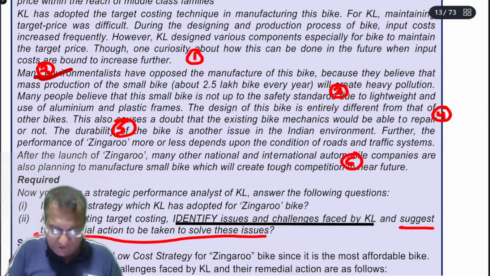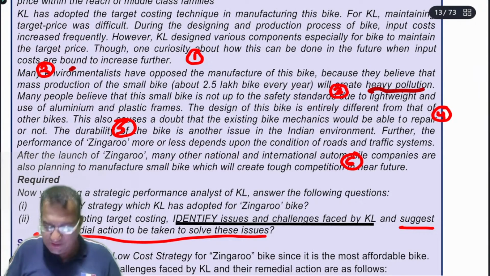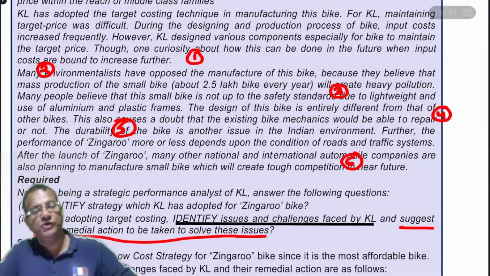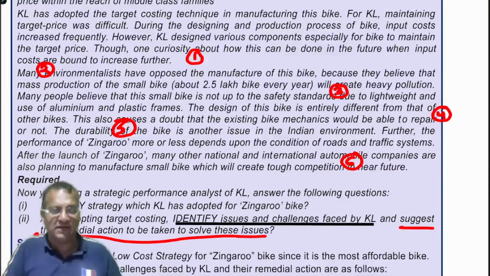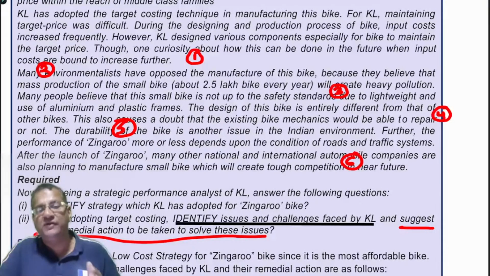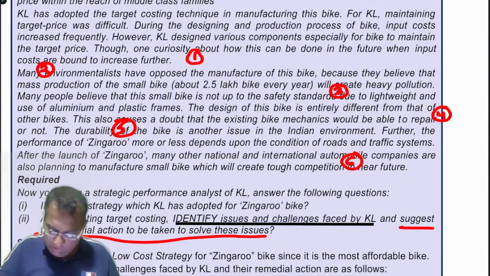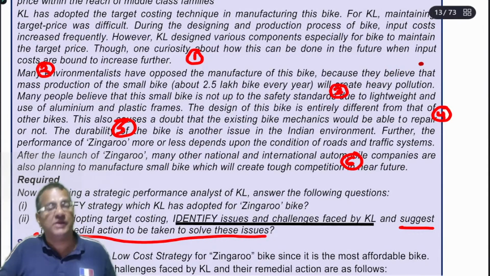Second, the environmentalist's issue is that the bike will create heavy pollution. Here we can say there are many norms, like BS4 and BS6 norms. If you apply for those norms, you will get a certificate, so you can prove that the bike is not creating heavy pollution. It is up to the government standard pollution mark. So here we can write about BS6.